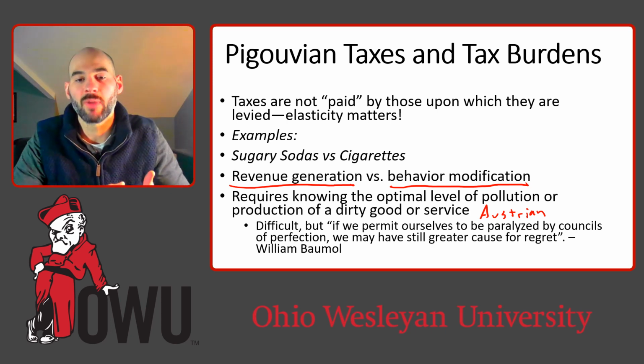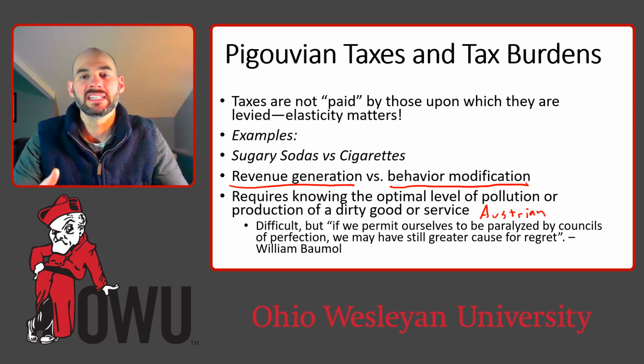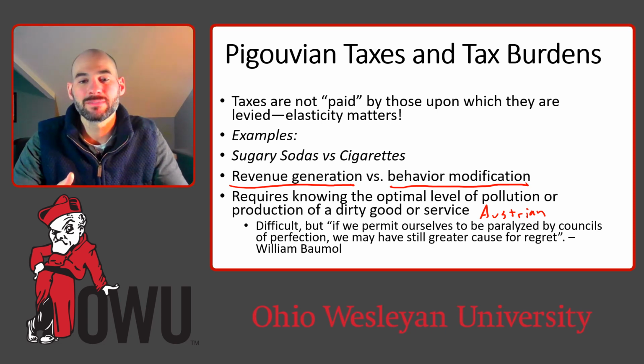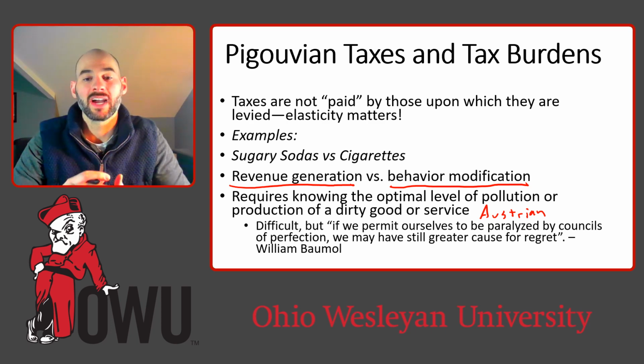And so a free market economist is going to say, look, we shouldn't place a tax to try to correct an externality, even if the externality exists, because that's going to require knowing the optimal level of pollution or production of a dirty good or service. And that's really hard. That's really challenging to know.